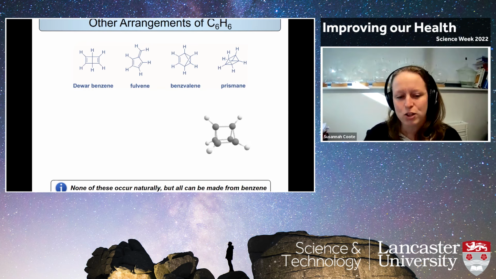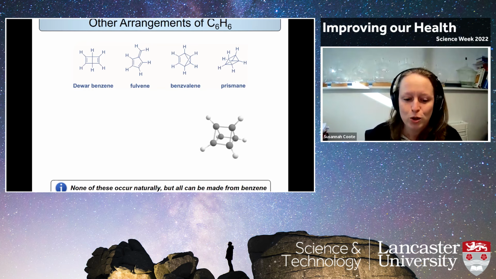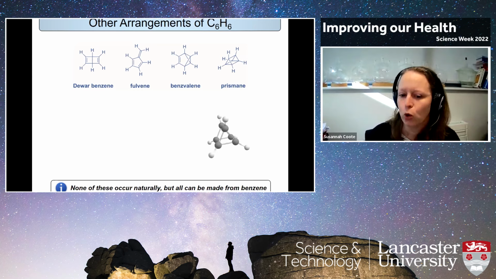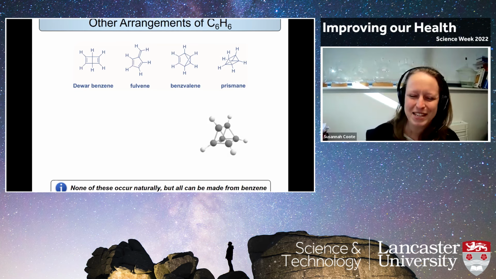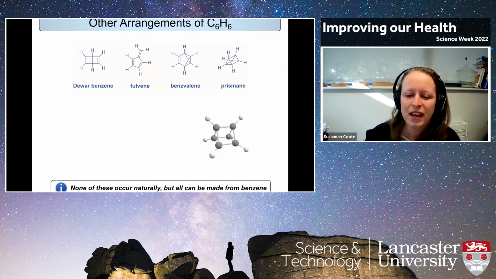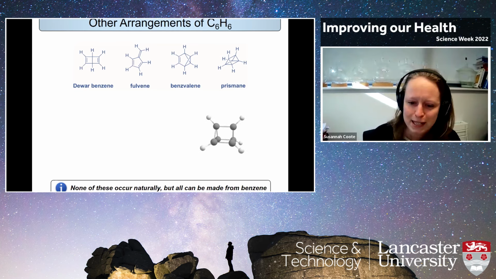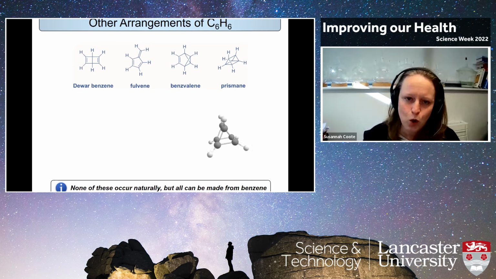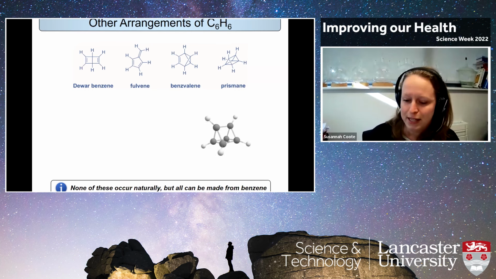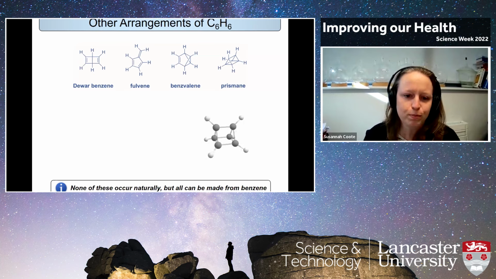Of these 4 molecules that I've just talked about, none of those are natural molecules. But we can actually make all of them using chemistry. They're quite hard to make, so it's not necessarily a simple synthesis. Prismane, for example, was made in the 70s for the first time. But it's interesting to think about these different shapes and what that might mean in terms of the use of these particular types of molecules.